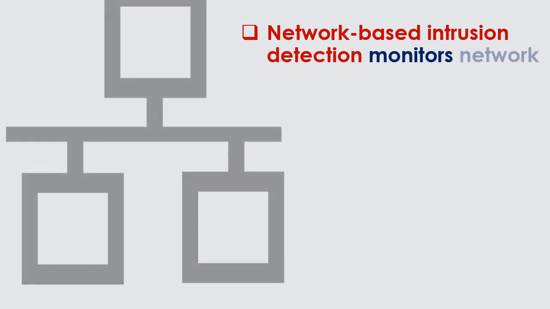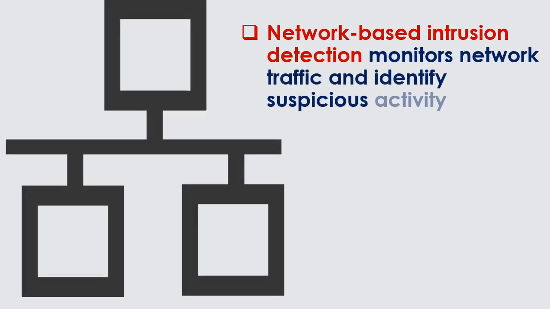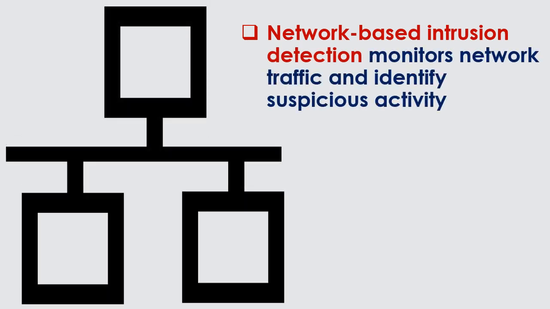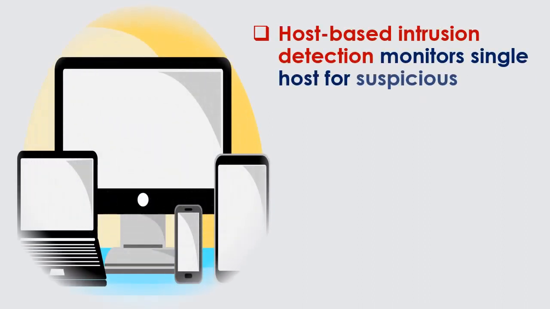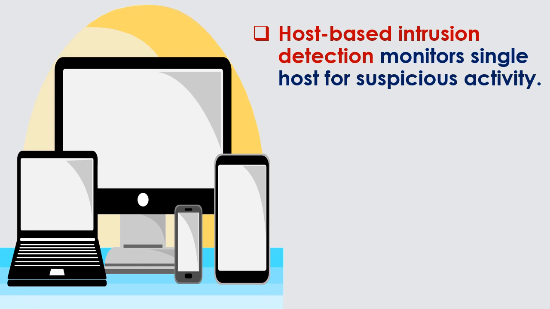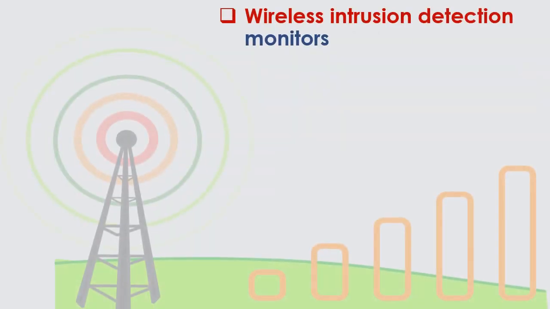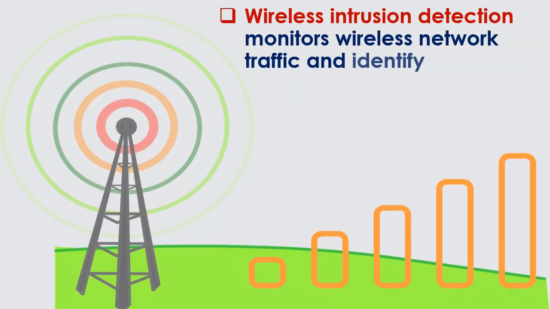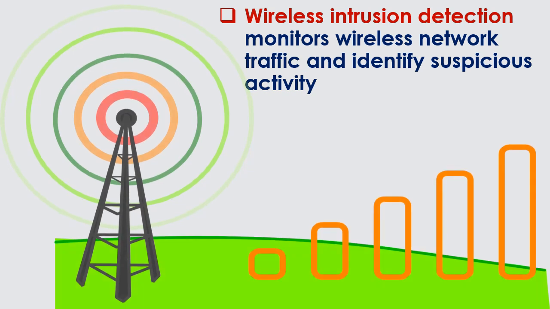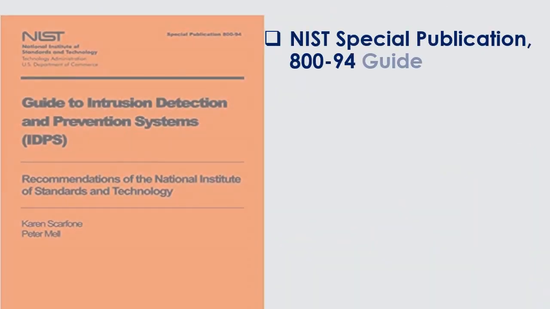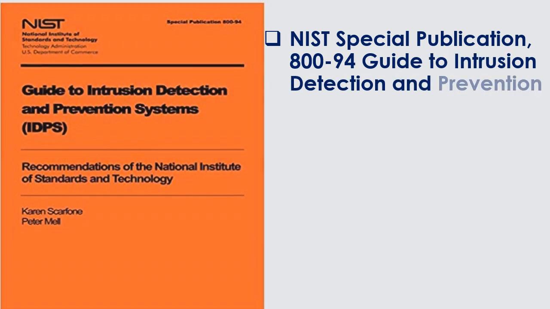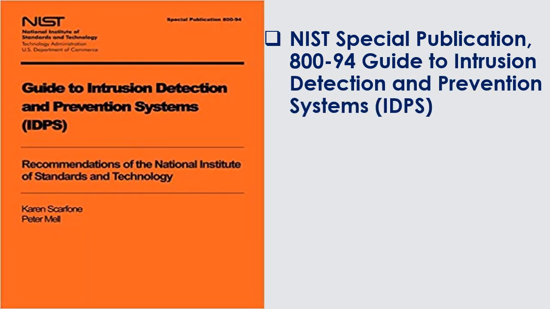Network-based intrusion detection monitors network traffic and identifies suspicious activity. Host-based intrusion detection monitors a single host for suspicious activity. Wireless intrusion detection monitors wireless network traffic and identifies suspicious activity. NIST Special Publication 800-94, Guide to Intrusion Detection and Prevention Systems, IDPS.